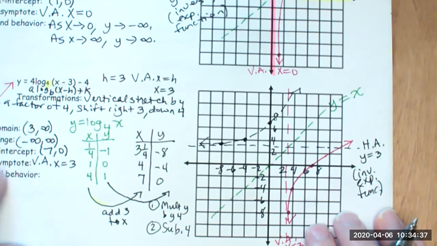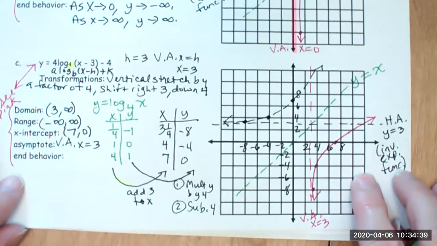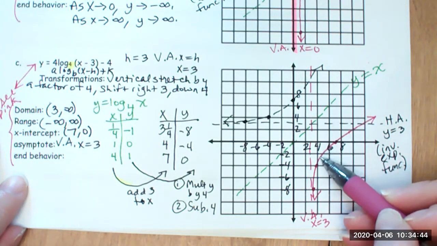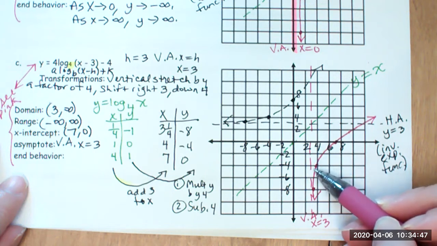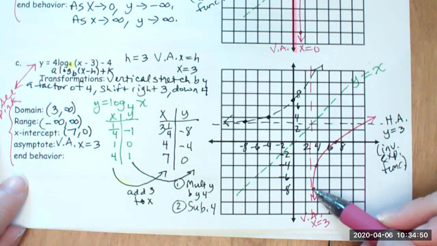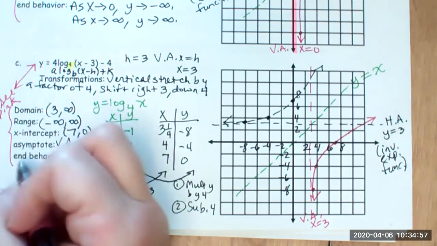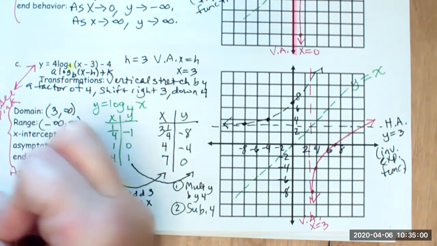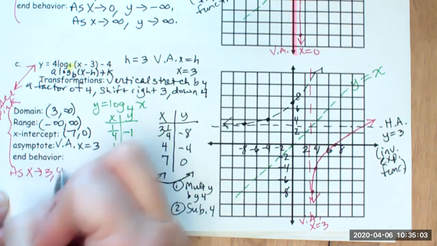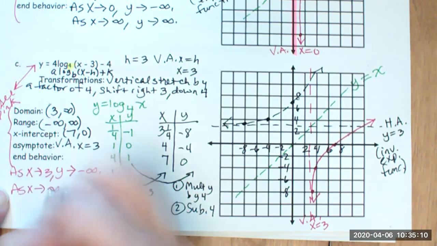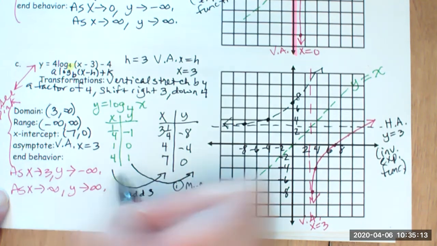Okay. And let's look at the pink graph, look at the end behavior, right? As x approaches negative infinity, as x is getting really small, y is getting closer and closer to negative infinity, right? So as x approaches 3, y is approaching negative infinity. And also as x approaches infinity, y approaches infinity. So that's our end behavior.